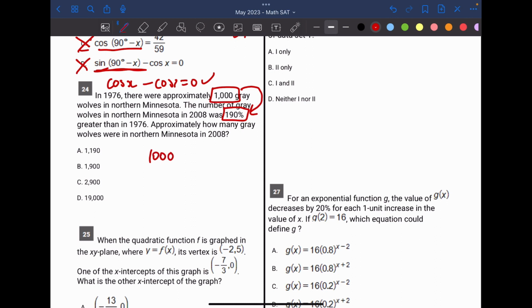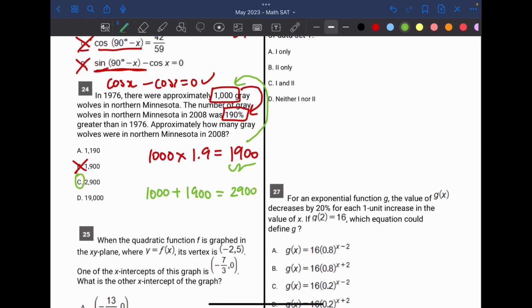So 1,000 times 190% is the exact same as 1.9. If you do this, you're going to get 1,900. But the answer is not 1,900 because this is the increase. If it's the increase, we still have to find out how much we had originally, which is 1,000. So now we know that if you add 1,000 plus 1,900, you would get 2,900, which is C.